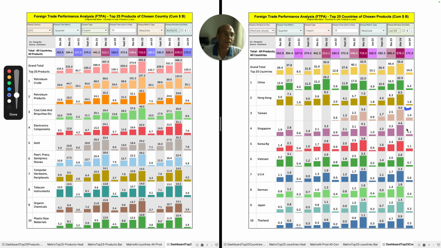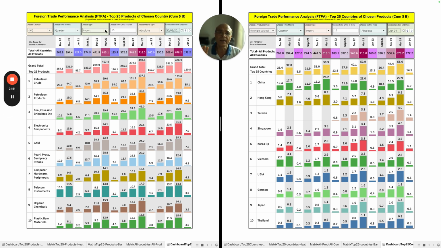Taiwan is only $4 billion, Singapore is $4.6 billion, Korea is $3.5 billion, Vietnam is $2.8 billion, US is $2.3 billion as far as our imports are concerned. You can imagine the dependency on China and Hong Kong as far as electronics are concerned. So that's why I wanted to do this, so that you understand where we stand as far as our dependency on China for electronics is concerned.